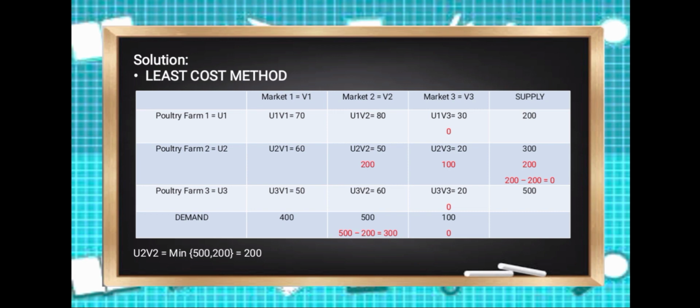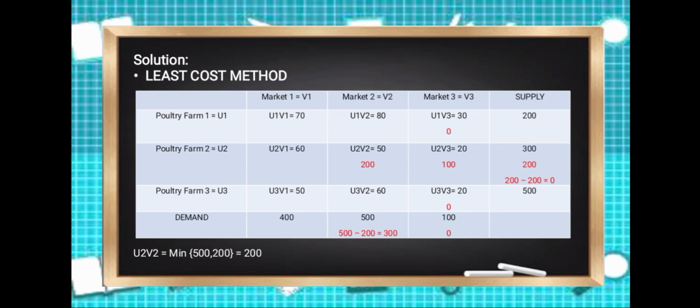So we will have 300 now in our demand in column 2, and the supply, which is 200 minus 200, is equal to 0. So the supply of row 2 is 0. Next, find again the least value.